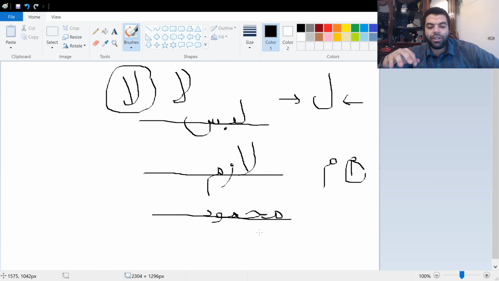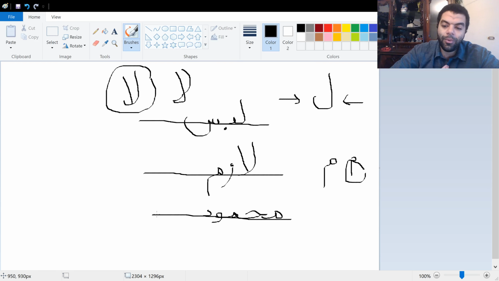This is the printer type of writing. When you print a paper, it will look like this. But most people, the handwritten form for normal people is different. It's a little different, and you should also get used to it. But after you master the basics, of course.